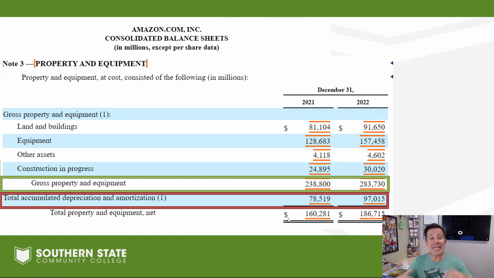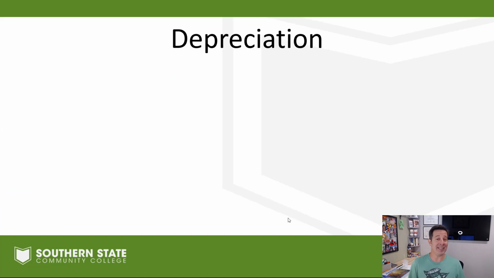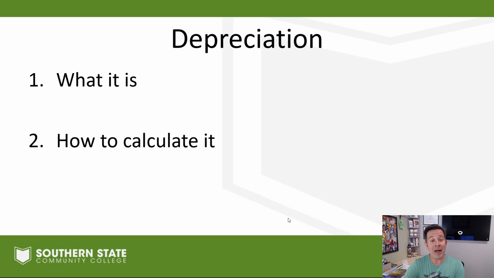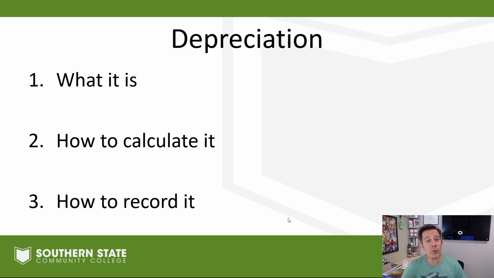So we need to understand what fixed assets, property, plant, and equipment are, and we need to understand what depreciation is, because as you can see, we're dealing with pretty big numbers here. Anytime we talk about buildings and property, we're talking about pretty big amounts. So we depreciate. Our goal in the video, what is it? What does it mean to depreciate something? Second, we're going to talk about how to calculate it. And third, we're going to talk about how to record it in the accounting records with an adjusting entry.